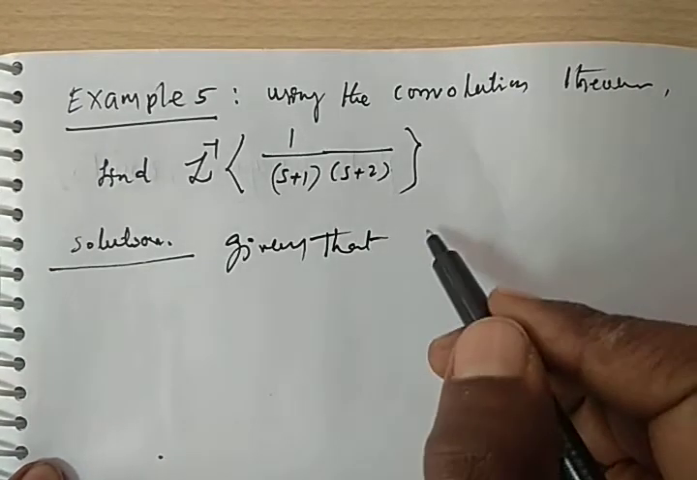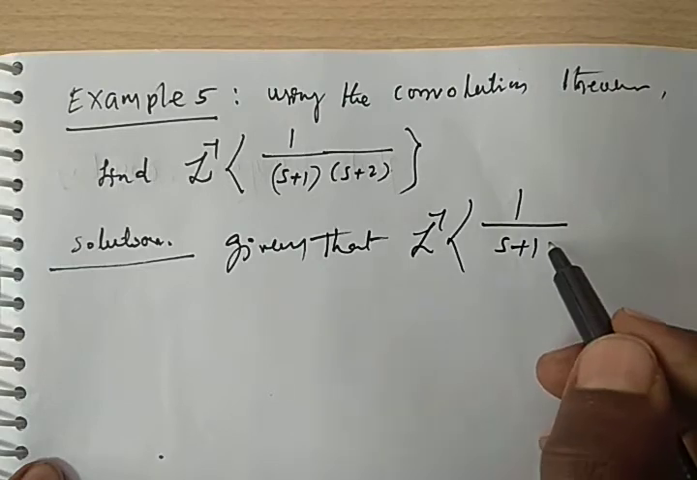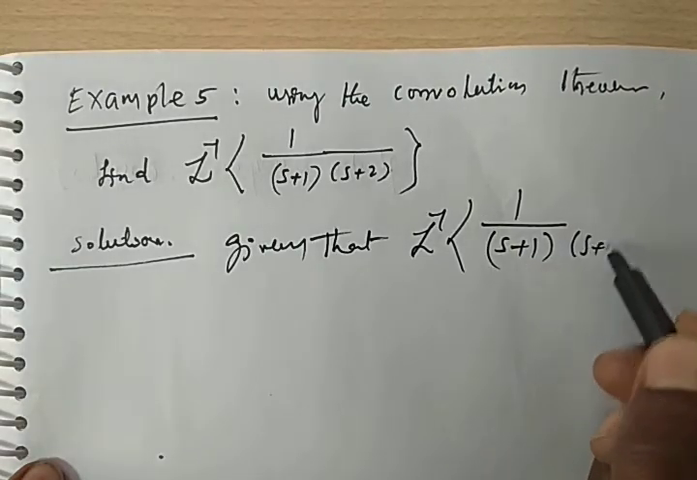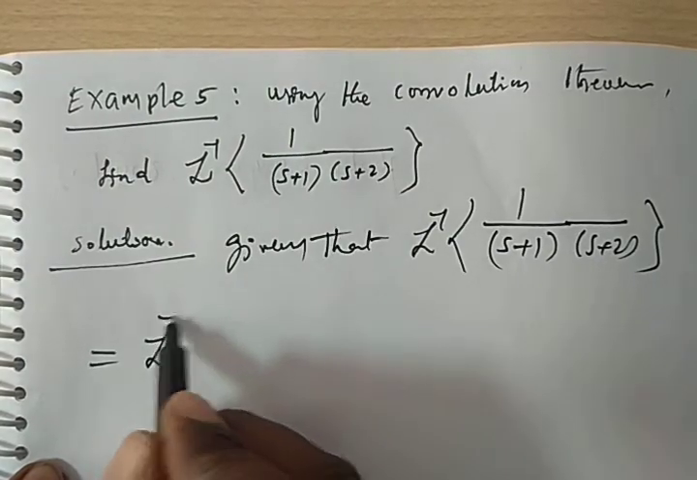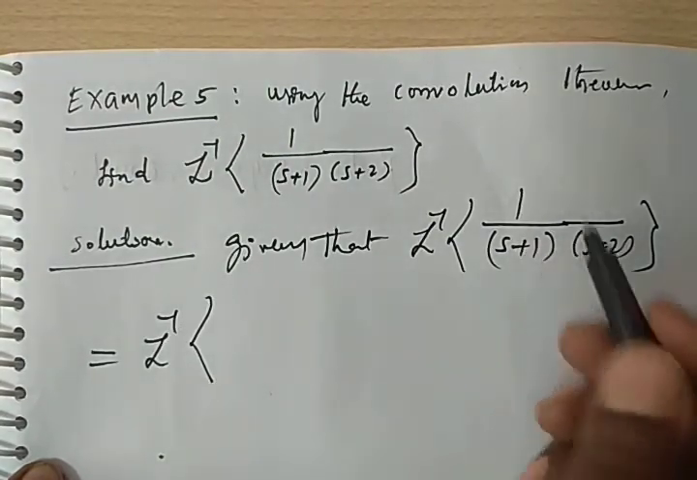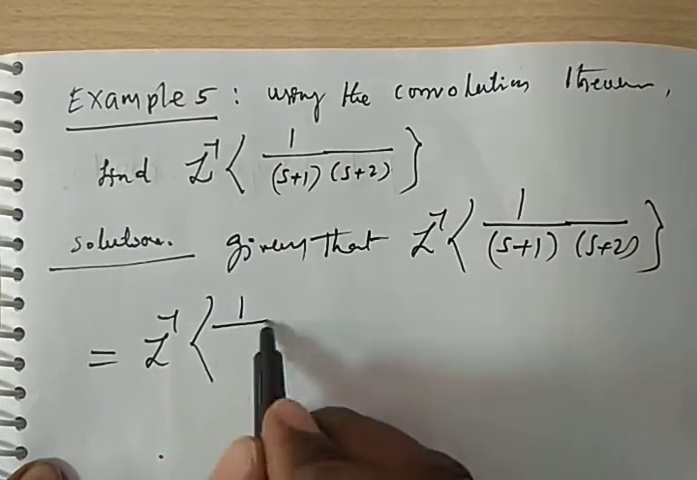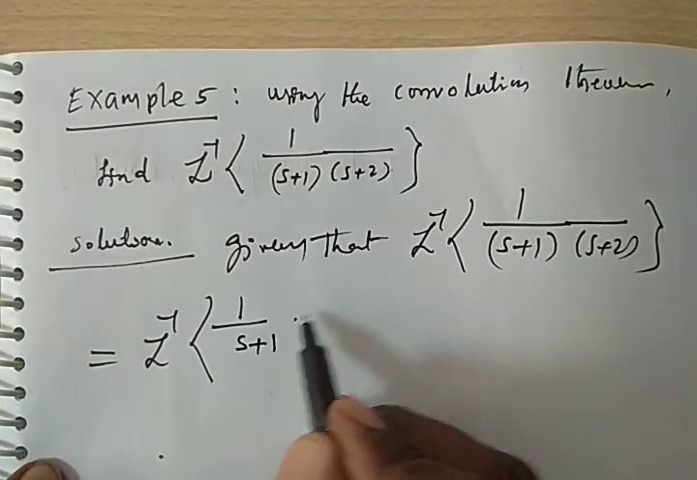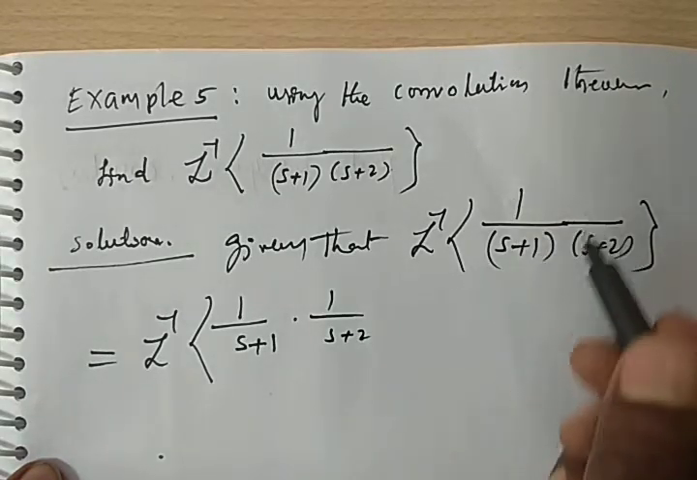Given that, what has been given in the question? Inverse Laplace of 1 by (s plus 1) into (s plus 2). So this is equal to inverse Laplace of, we can divide this function as a product of two functions. So observe here how I am dividing: 1 by (s plus 1) into 1 by (s plus 2).